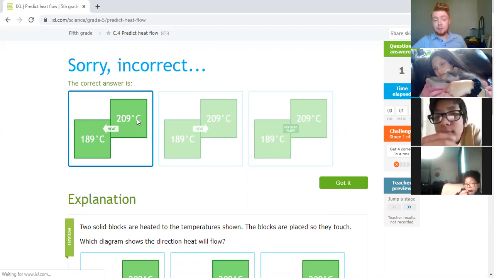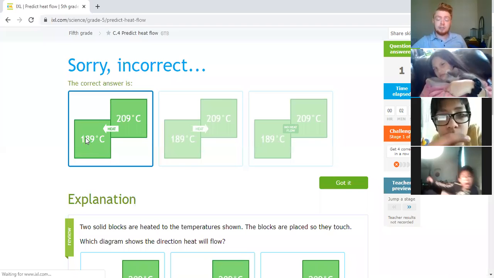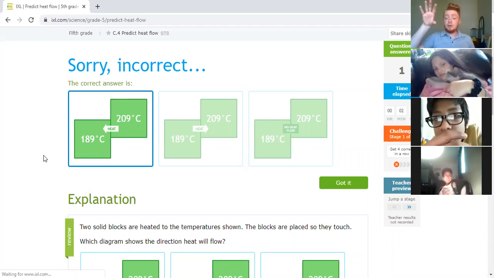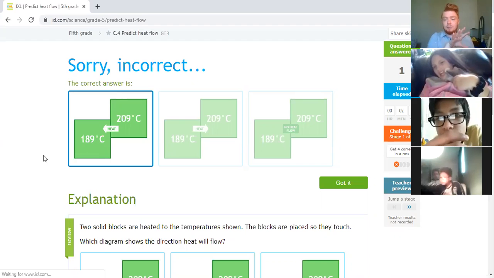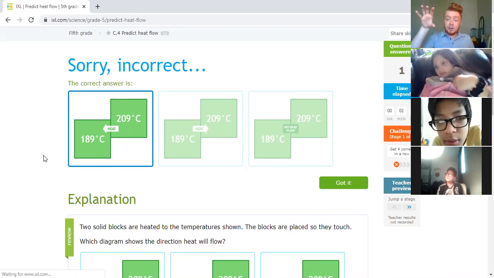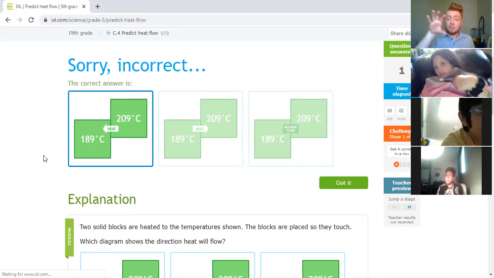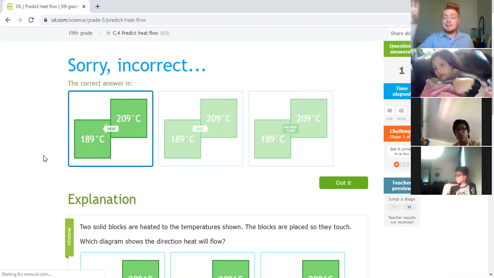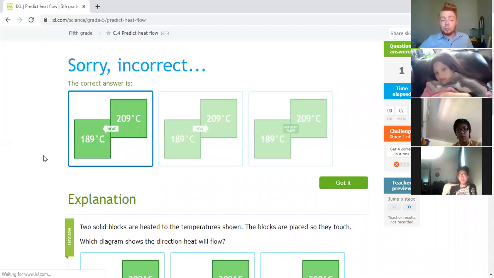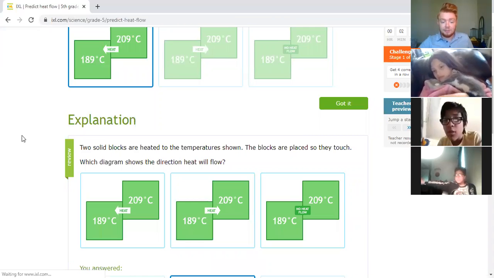So the right answer was 209 degrees Celsius flowing to 189 degrees, meaning the heat flowed from the hotter object to the less hot object. If you think about it in extremes, if you put a heater next to an ice cube, the ice cube is going to start to melt because the heat is flowing into the colder thing. The heat always flows to the thing that is colder. And then it explains it for us right here.